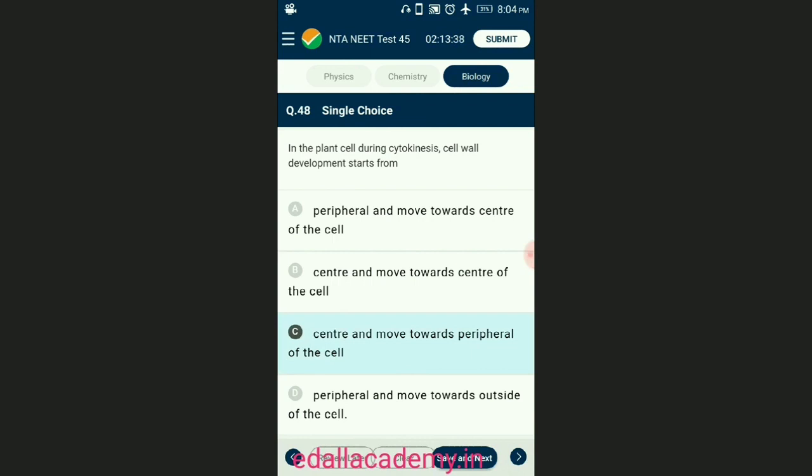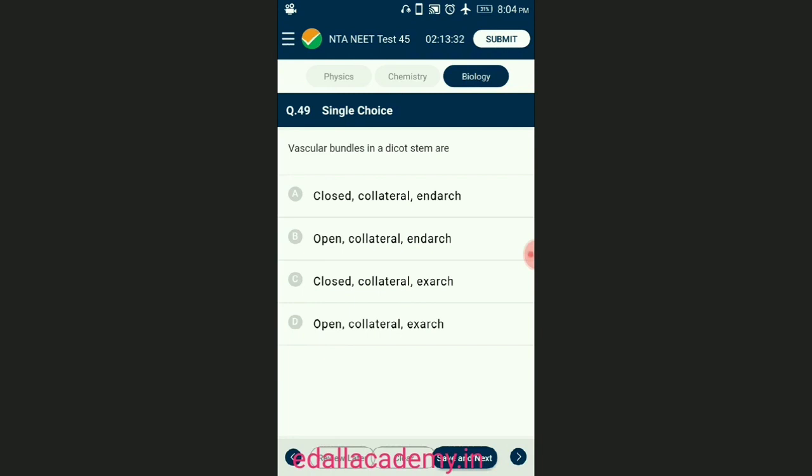Question number 49. Vascular bundles in dicot stem are. In dicot stem, vascular bundles are conjoint, collateral, in which xylem is present towards the inner side and phloem lies towards the outer side. Xylem is endarch as the protoxylem is present towards center and the metaxylem towards the periphery. The answer for this question is option B, open, collateral and endarch.